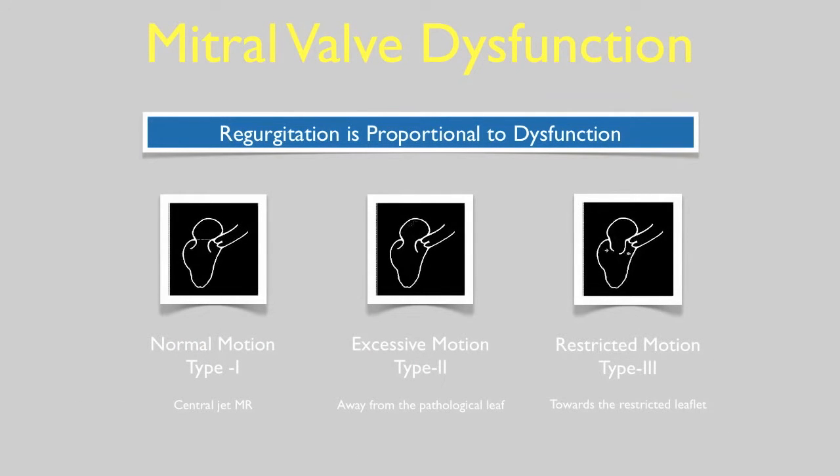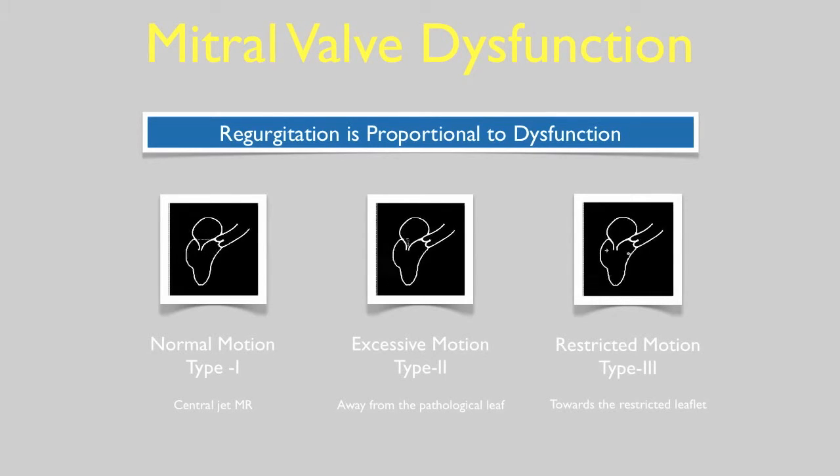We will now discuss the general classifications of mitral valve dysfunction as outlined in the Carpentier system. A type 1 lesion has normal leaflet motion, suggesting either annular dilation or leaflet perforation. This leads to a central jet of mitral regurgitation.